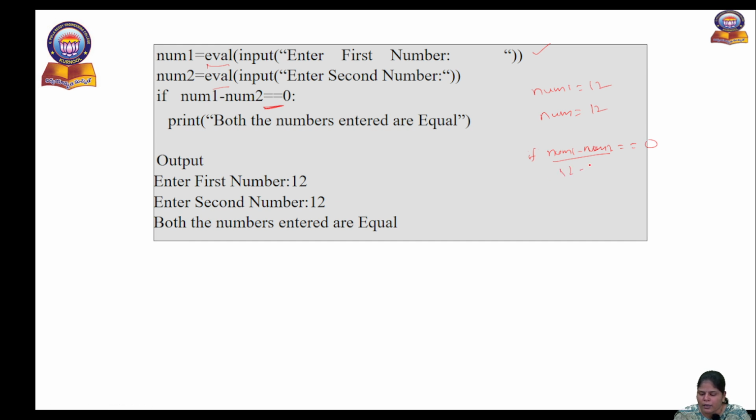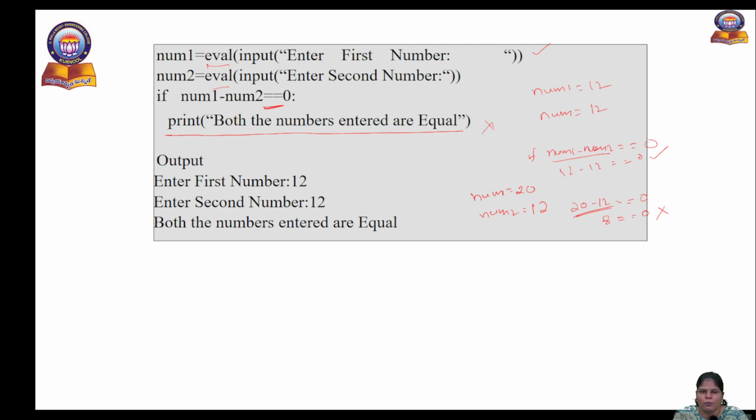So 12 minus 12 equal to 0, the condition is true. That's why it enters the loop, and the statement within the loop prints that both numbers entered are 12. If I consider num1 equal to 20 and num2 equal to 12, then 20 minus 12 is 8, which is not equal to 0. The condition is false, so this statement won't get executed.